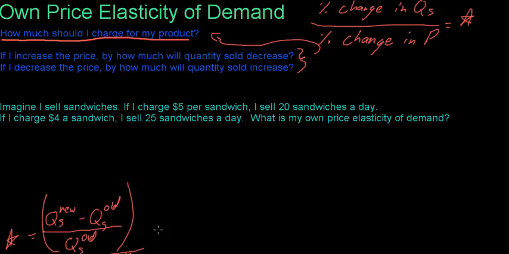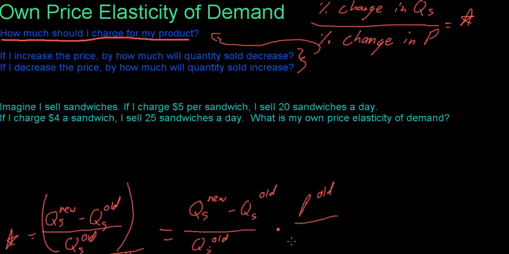So another way to do this, which I like quite a bit better, is, remember, when you divide by a fraction, that's the same thing as multiplying by the reciprocal. So I'll say that one more time. When you're dividing by a fraction, which we are here, we have a fraction on top divided by a fraction on bottom. That's the same thing as multiplying by the reciprocal of the fraction on bottom. So then we can rewrite this as quantity sold new minus quantity sold old over quantity sold old times price old over price new minus price old.